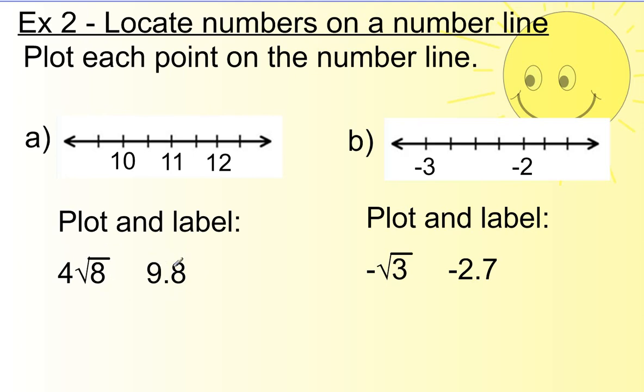So 9.8 is probably the easier one. So let's start there. Well, 10, 11, 12. So 9 something would be like if I had another line here, it'd be 9. So 9 halfway would be 9.5. So 9.8 would be like over here somewhere. So I'm going to just make a point. It's going to be close to 10. And I'm going to call this guy 9.8.